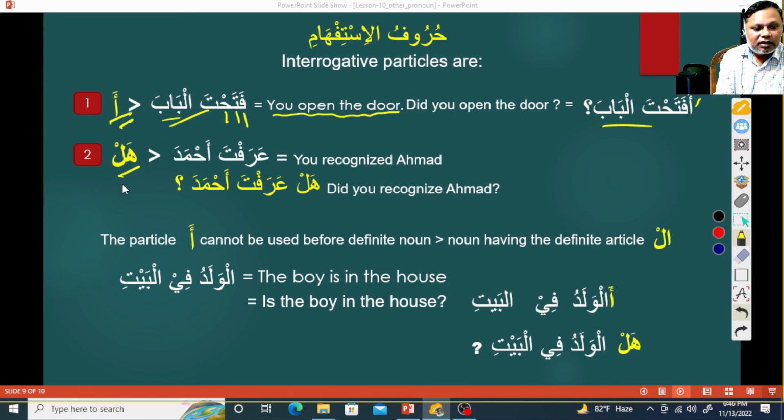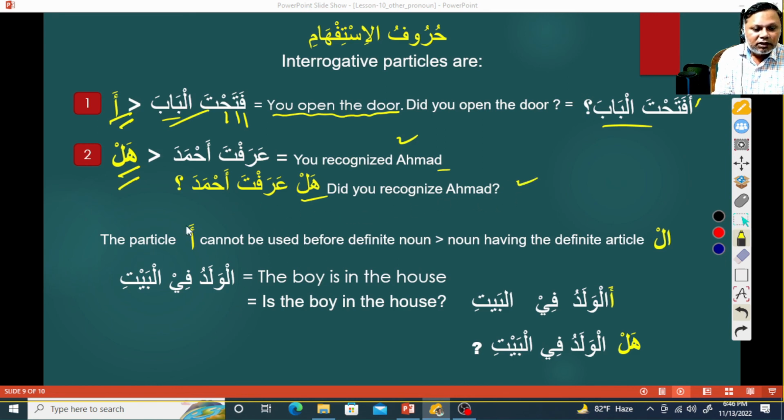Same thing we can do with this hal. If we put hal, the same type of sentence we can make, like arafta Ahmad, you recognize Ahmad. Araf means recognize. Arafta means you recognize. Arafta Ahmad, you recognize Ahmad. If we put hal, it will be did you recognize Ahmad? Hal arafta Ahmad, did you recognize Ahmad?